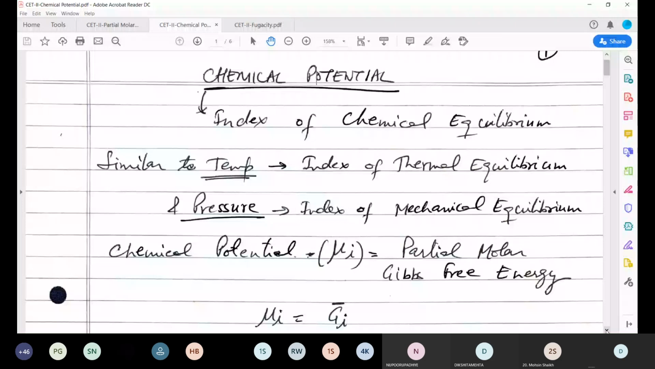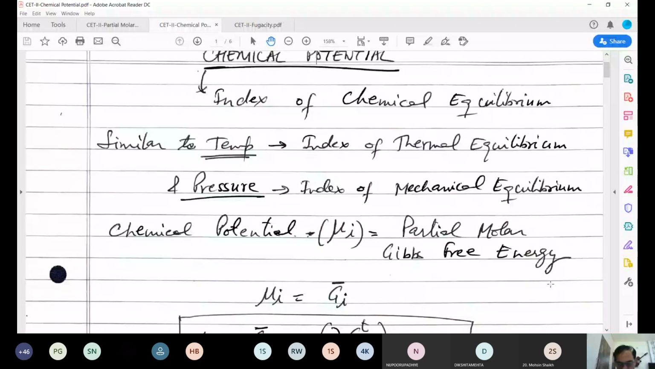The chemical potential, mu subscript i for component i, is equal to the partial molar Gibbs free energy. That's why we've seen partial molar properties, right? The basic objective was to understand what partial molar properties are and then define chemical potential, which is nothing but the partial molar Gibbs free energy. Why are we using Gibbs free energy? Why not Helmholtz energy? We have seen A and G, right? Gibbs free energy and Helmholtz energy. What is the difference between A and G?